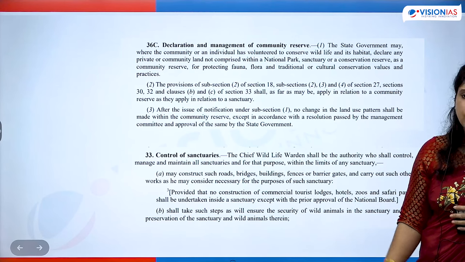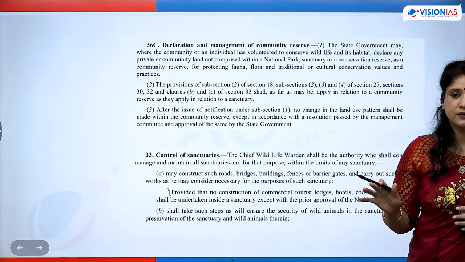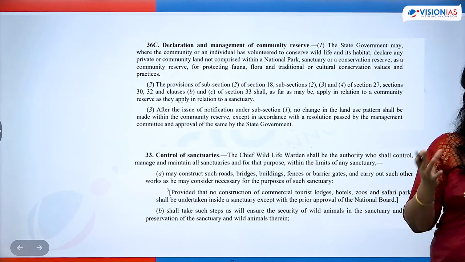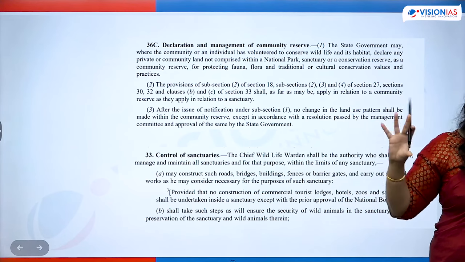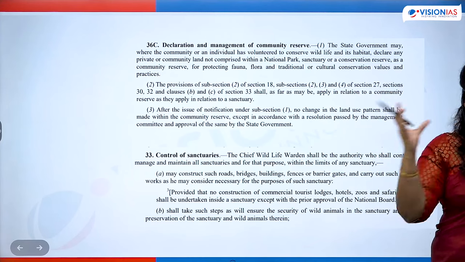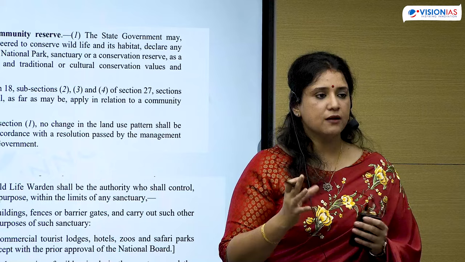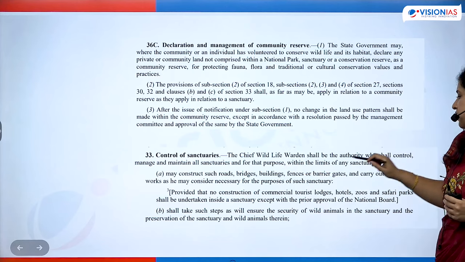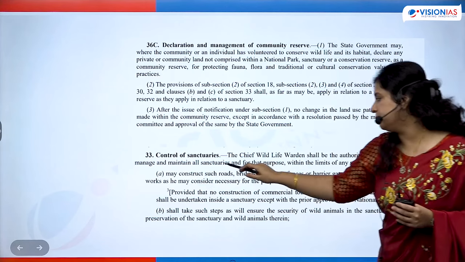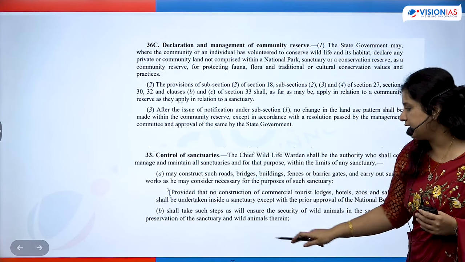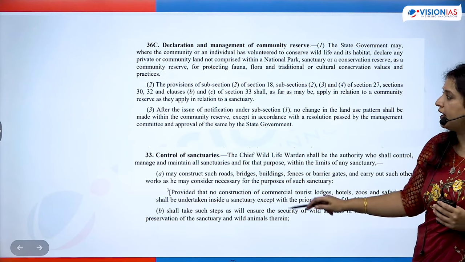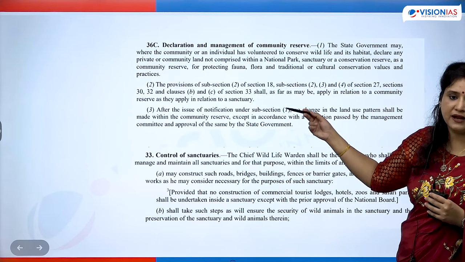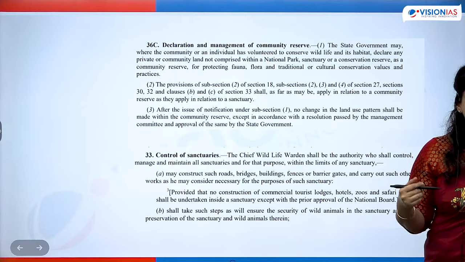What is community reserve? How is it different from wildlife sanctuary and national parks? Basically it is sometimes a buffer area between two protected areas. It is not so big that you make it an independent wildlife sanctuary, but it is a buffer area. So this particular article talks about the chief wildlife warden shall be the authority who shall control, manage and maintain all sanctuaries. Within this, the provisions of this paragraph are also referring to community reserves. So yes, chief wildlife warden does manage. That means everything comes under the control of chief wildlife warden.